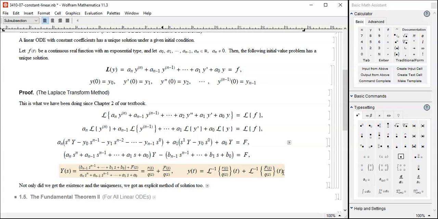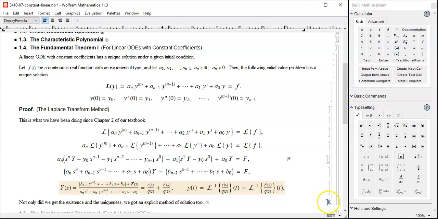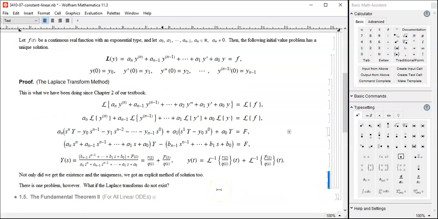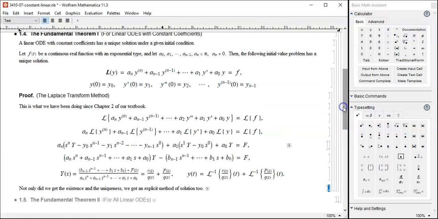And then what do you have? You have a solution. So not only did you get the existence and uniqueness, yes, you find it, but also we established the method of how to get the solution. That's basically what we had been doing in chapter 2. There's one little problem, however. What if the Laplace transform does not exist? Or the Laplace transforms of y and that of f, they do not exist, and what do we do? That is a potential problem.